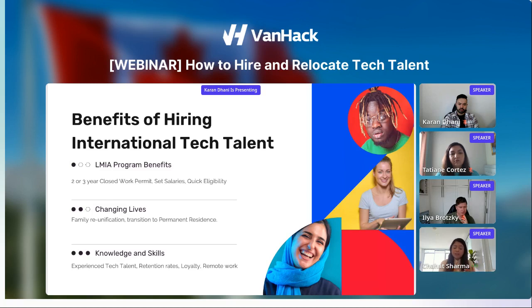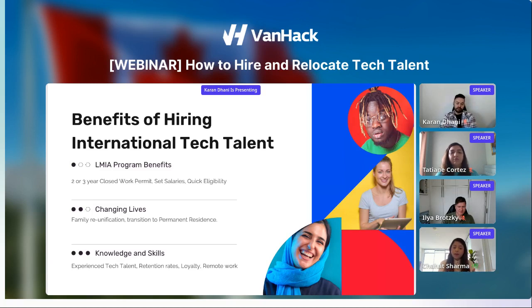The other benefit of this program is knowledge and skill. That's the big power of knowledge they bring with them. It's for experienced tech talent, so that's a big benefit they're bringing to your company. Also, as I've covered, this increases retention rates because they'll be staying with your company longer, and increases loyalty because it's a closed work permit. They can work remotely as well, so while they're in Canada, they can choose to work in hybrid mode or remotely.